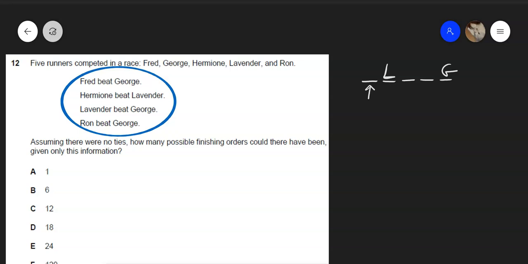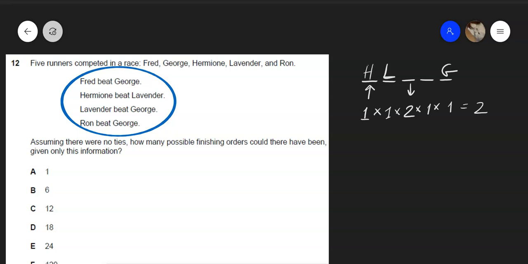Now, how many options do we have for the 1st place? It's Hermione that beats Lavender, right? So we have only one possibility here, only one choice. So it will be Hermione in the first place. We have Lavender in the second place. After we've removed Hermione and Lavender, we have a choice of either Fred or Ron for the third position, right? So we have two possibilities here. And after that, we are left with only one choice, the last person is George. So that gives me two possibilities. I'll write here to make clearer that this is Hermione here.